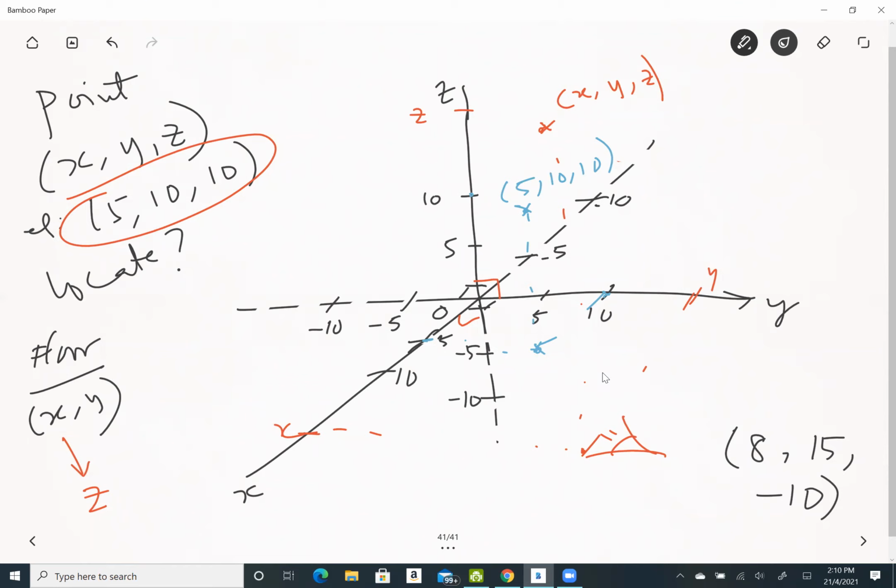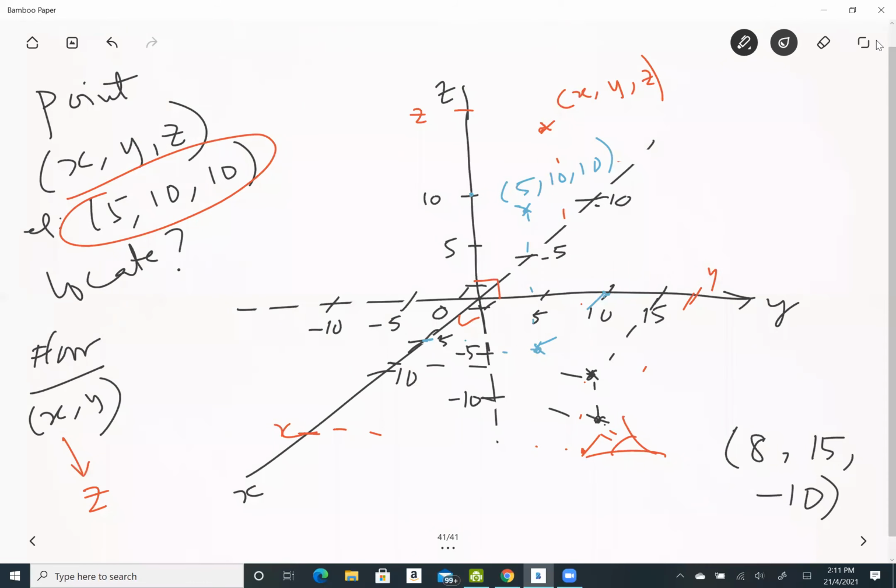Sir, is the point somewhere down the floor? It will be somewhere down the floor, because the value of z is negative. First, you get xy. xy is 8, 15. So 15 will be somewhere here, and 8 will be somewhere there. So somehow you get that point 8, 15. Now you want negative 10 for the z. Negative 10 is down the floor, so you take it down like that.